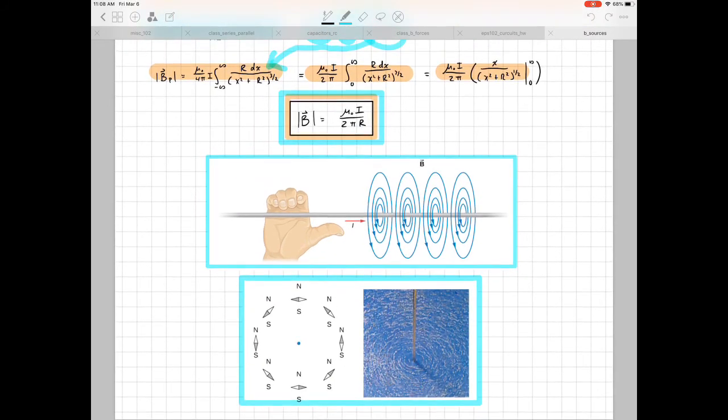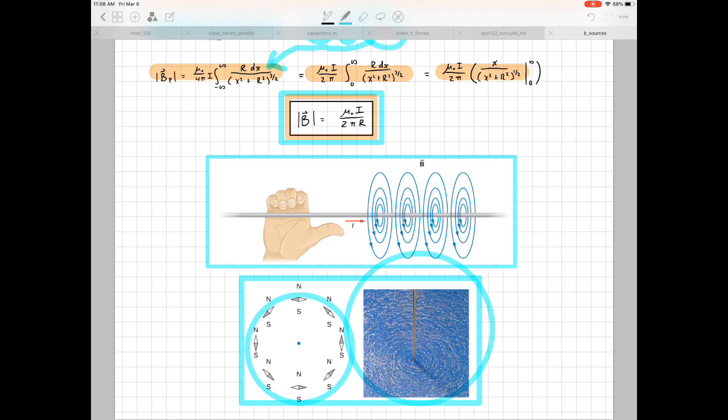And then if you're looking at this down the wire, then you also get that same feature. A typical way in the laboratory to check the direction of the magnetic field would be to place little magnets, whether they be compass needles, like in this picture, or iron filings, like in this picture.